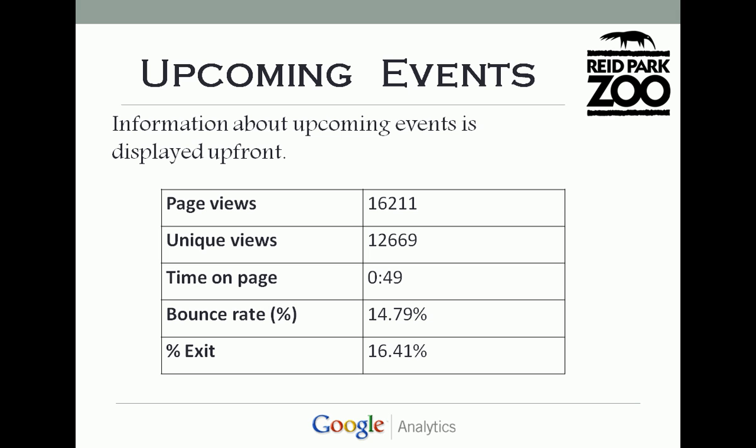The next web page is the upcoming events. This page informs the visitor about the latest events at the zoo. The information of the events is displayed up front. Thus, the various parameters like time on page, exit rate, and the bounce rate for this particular page are very low.